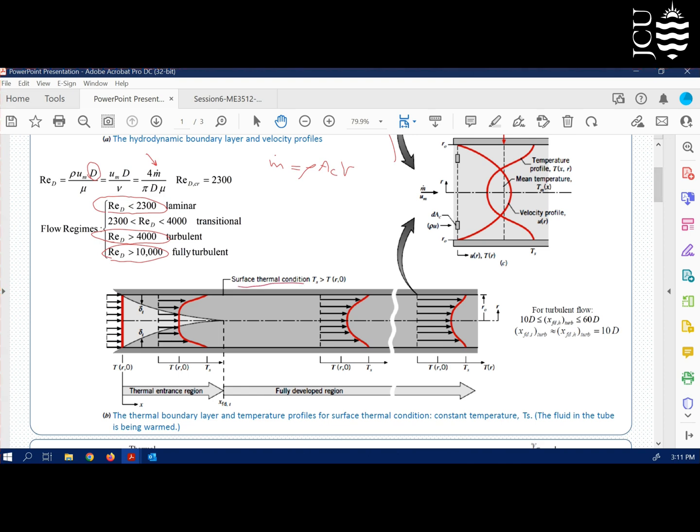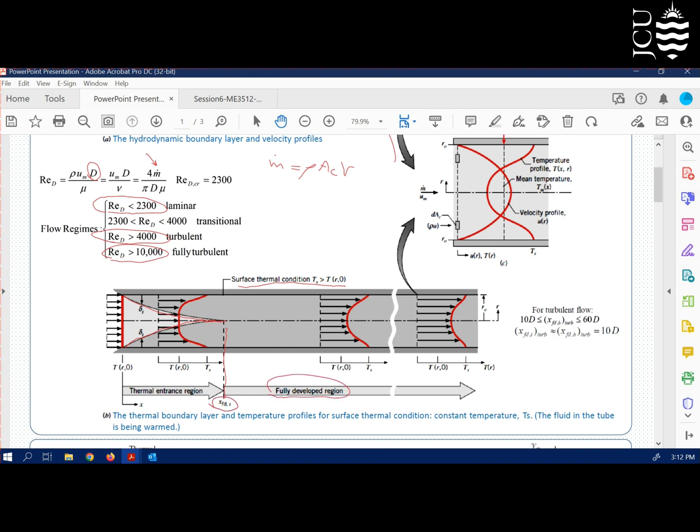Basically, we have a constant temperature pipe, and we can draw thermal boundary layers. You can see from the top and bottom side, the thermal boundary layers gradually grow and reach each other. And the distance from the pipe entrance for those thermal boundary layers to reach each other, we call the developing region for temperature, or the thermal entrance region. And after that, it's the fully developed region.